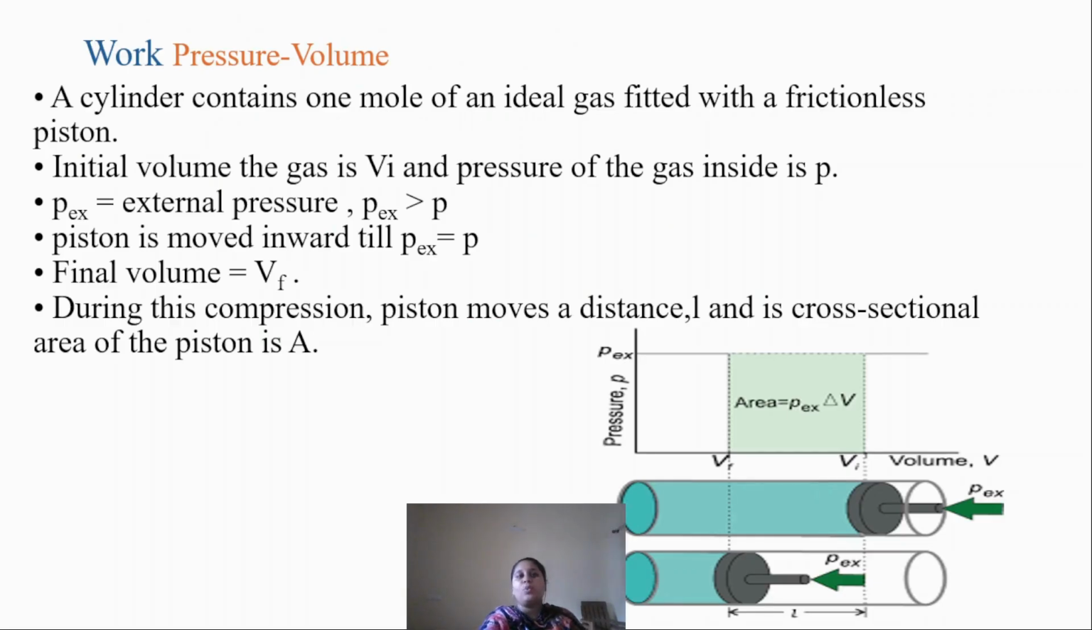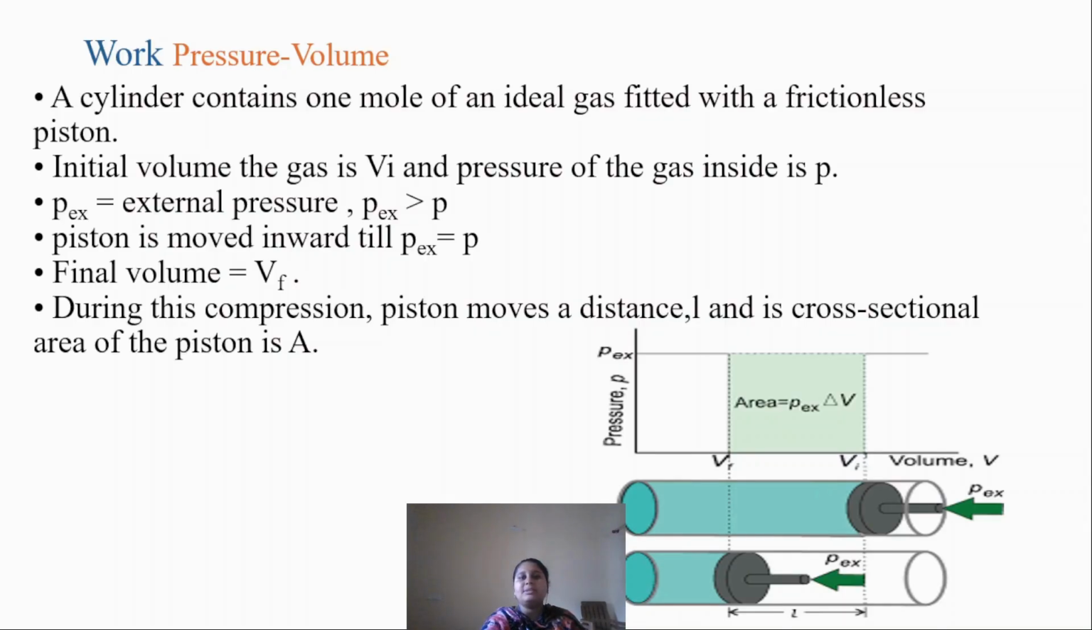Work, pressure, volume. A cylinder contains 1 mole of an ideal gas which is fitted with a frictionless piston. The initial volume of the gas is Vi and the pressure of the gas inside is P. The external pressure is greater than the normal pressure, and the piston is moved inward till P external is equal to the normal pressure. So the final volume is Vf.